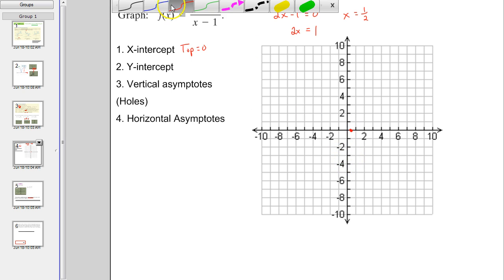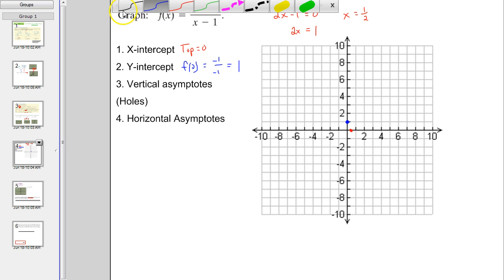The y-intercept, let me switch colors. The y-intercept is always f of 0, for any of these types of functions. So if I plug in 0, I get 2 times 0 is 0, minus 1 is negative 1. I get negative 1 over 0 minus 1, which is negative 1. Negative divided by negative is a positive 1. So 1 is the y-intercept. f of 0 is always the y-intercept.